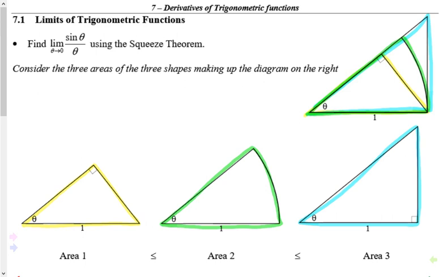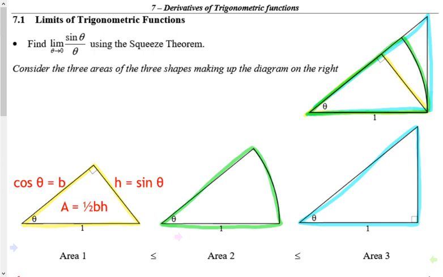And as our angle theta gets smaller and smaller, these three areas will approach each other, but we'll always have this relationship that the yellow triangle is smallest, and the blue triangle is biggest, and the green sector is in the middle. So what we want to do is come up with an expression for the area of each of these shapes. So first of all, let's look at this yellow triangle.